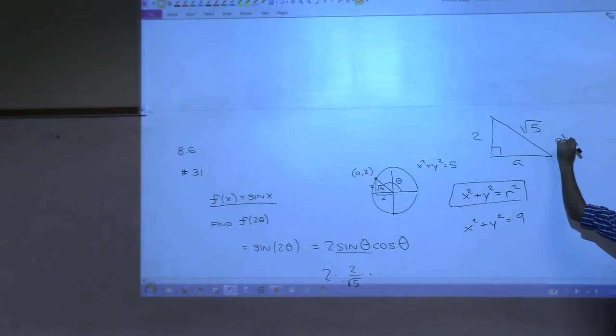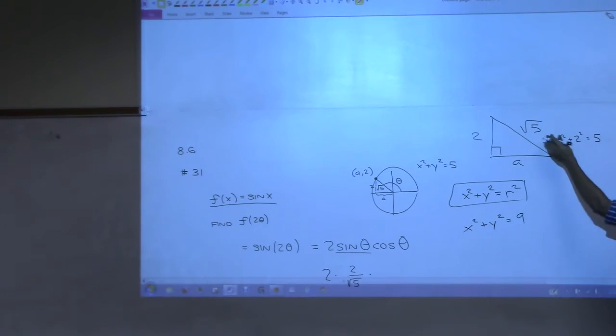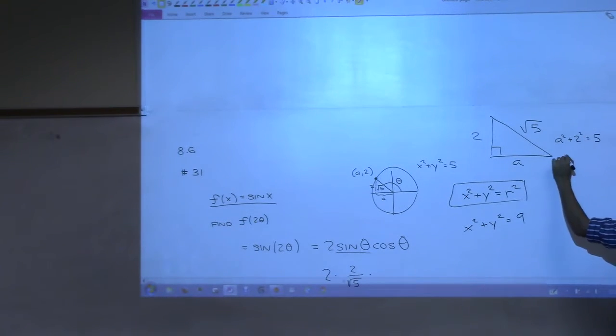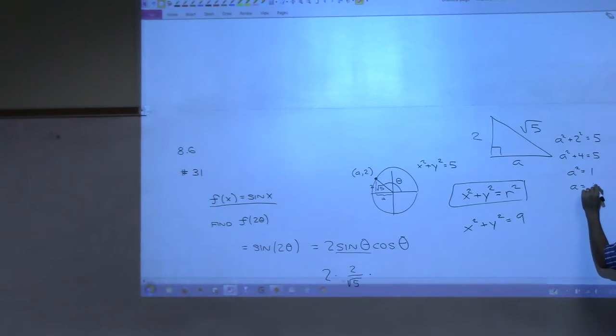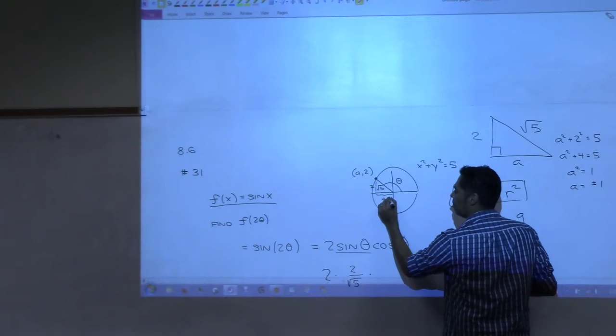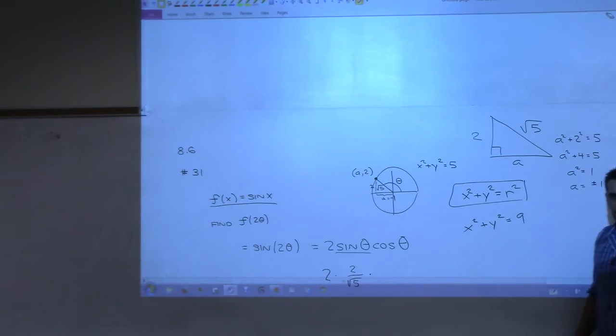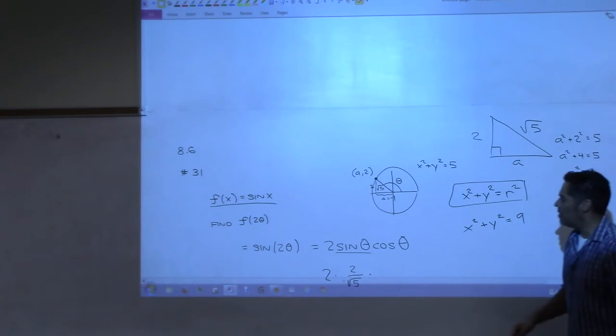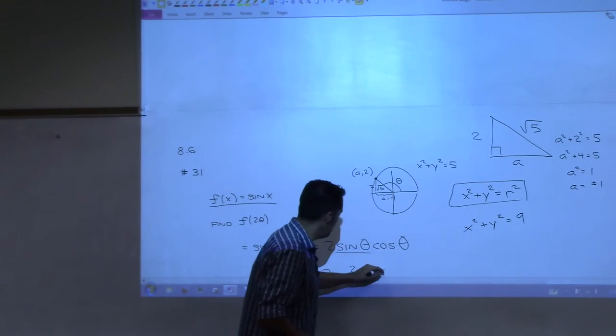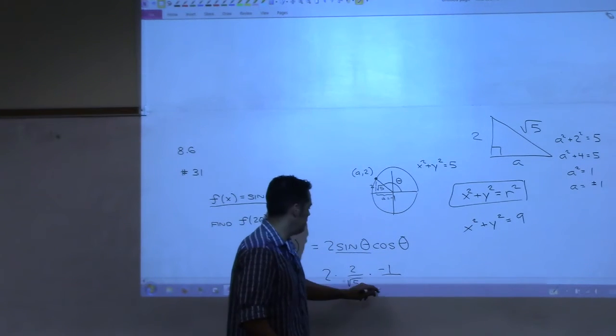You can say a squared plus 2 squared must equal 5. So root 5 squared is 5. And that means that a squared plus 4 is equal to 5, which means a squared is 1, right? Which means a is going to be positive or negative 1. And we know it's negative 1 because you're over there. So a is actually negative 1 in the problem. Make sense? Okay, so cosine then would be negative 1 over the hypotenuse, root 5.